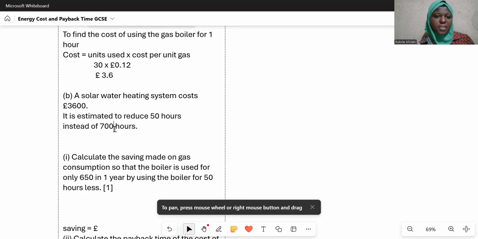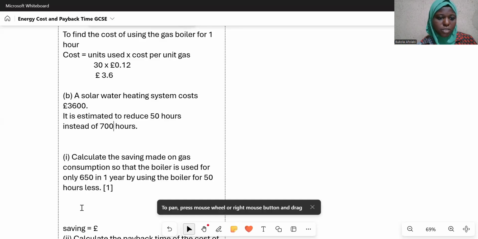A solar heating water system costs 3,600 pounds. It is estimated to reduce the boiler use by 50 hours, so instead of 700 hours, calculate the saving made on gas consumption so that the boiler is used for 650 hours in 1 year, by using the boiler for 50 hours less.